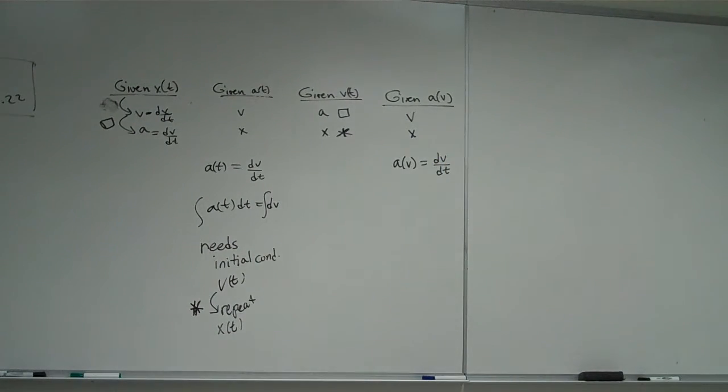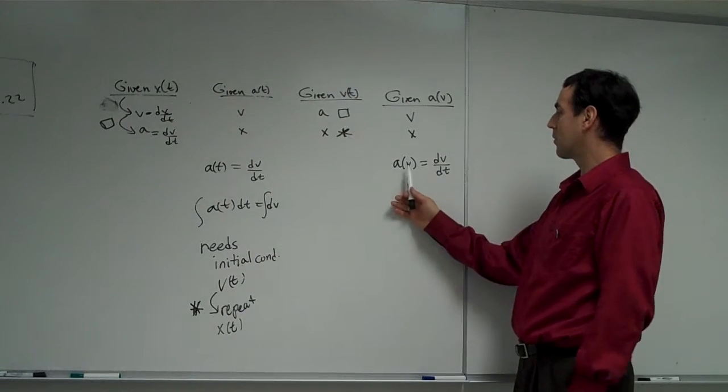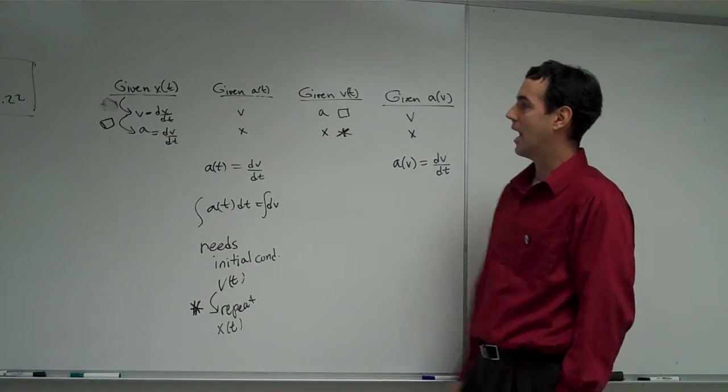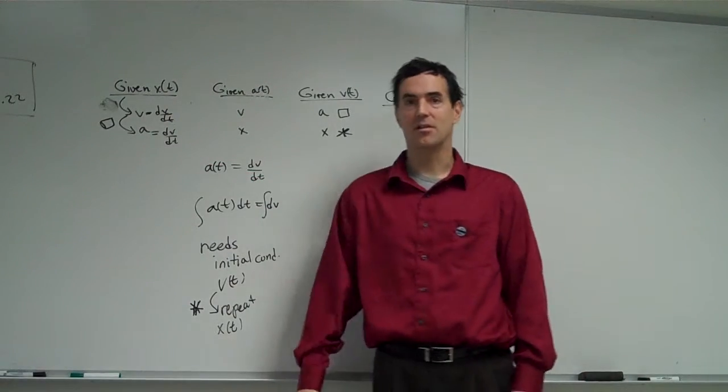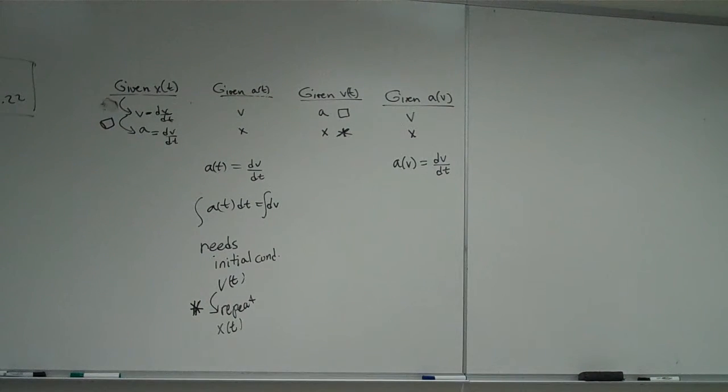If you claim you're stuck and haven't tried that, then it's like, oh, I don't know what to do. That's what this first part of the course is all about. Acceleration is dv/dt, and velocity is dx/dt. So if you're stuck and you haven't tried one of those two things, then try one of those two things.